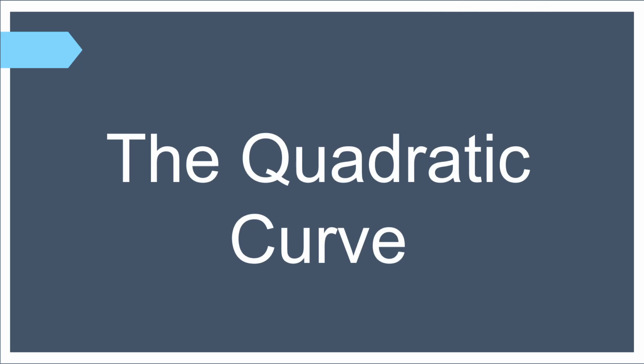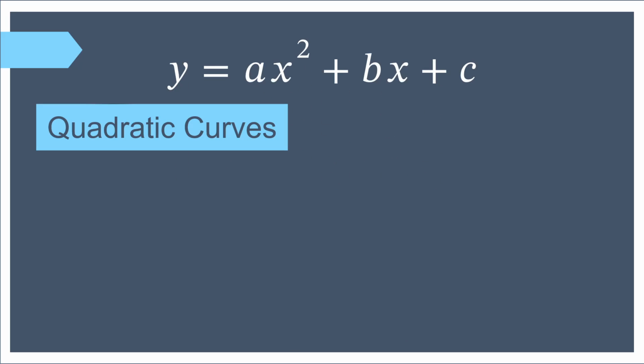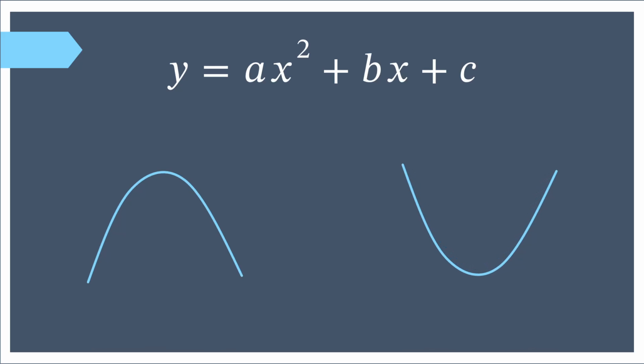Now you need to understand that curves with equation y is equal to ax squared plus bx plus c, where a, b, and c are constants, are called quadratic curves, and they have a characteristic shape which we call a parabola. So the curves will come in two forms.